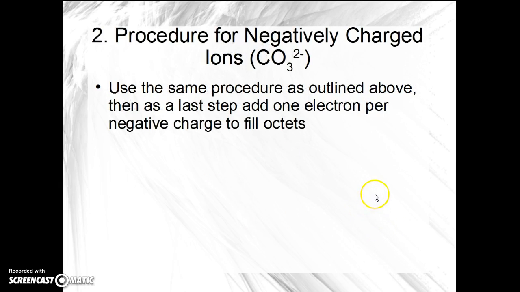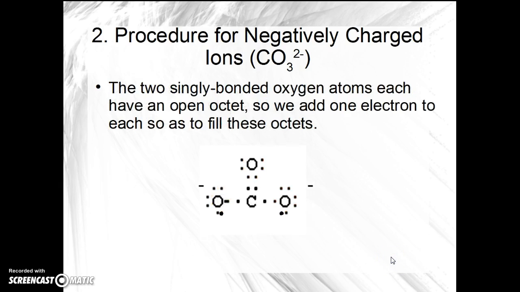Now, if you have a negatively charged ion like the carbonate, you're going to use the same procedure, and then as the last step, you're going to add 1 electron per negative charge to fill up any octets that may not be filled. So here is the carbonate ion, and as you can see, we've added electrons here, and of course negative charge on the 2 sides. This completes the work with a negative 2 charge. We have a single bond here and here, and a double bond here.